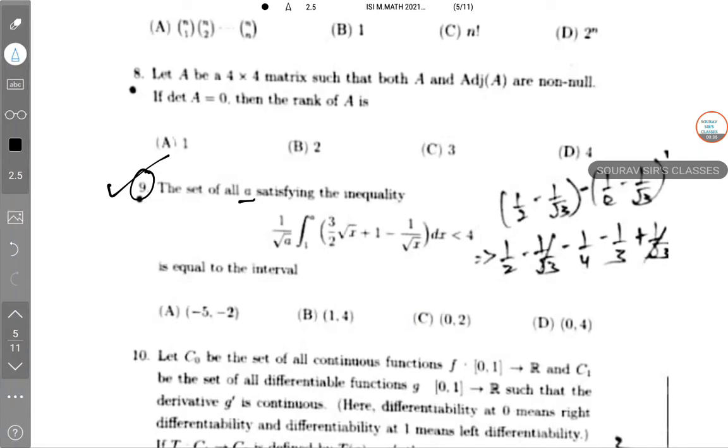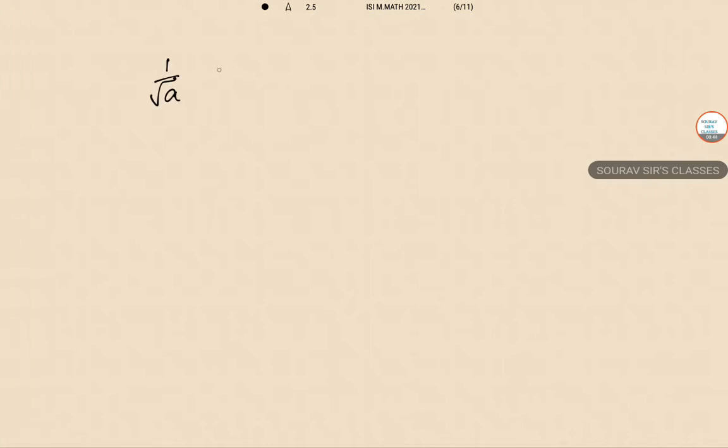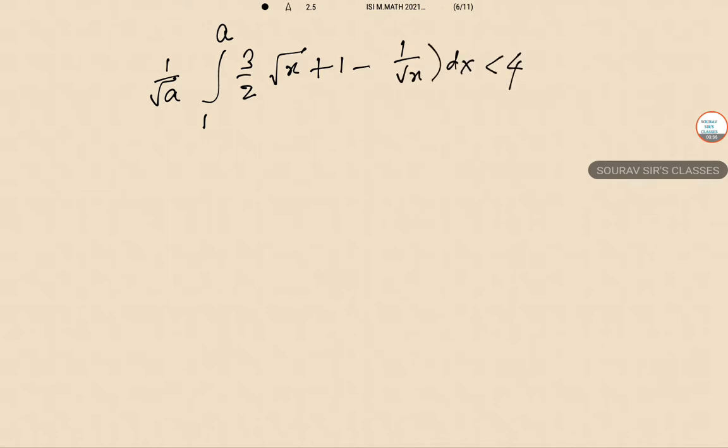So let me just add up a page here. And what was given? The given inequality was this, less than 4. Let's calculate this first: the integral from 1 to A of 3 by 2 root x plus 1 minus 1 by root x dx.